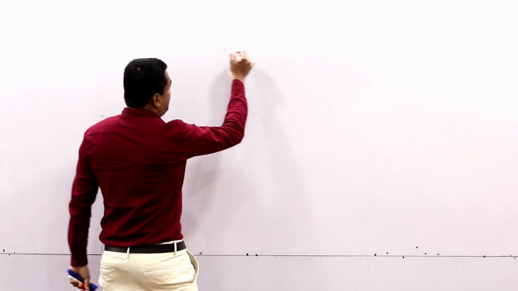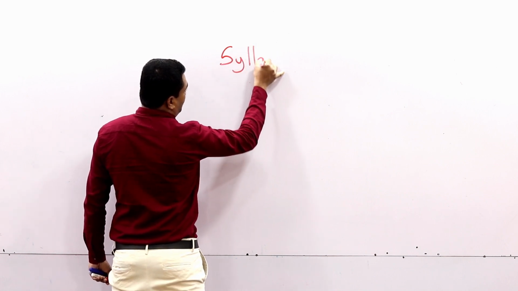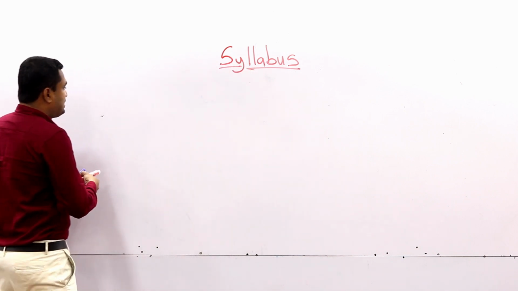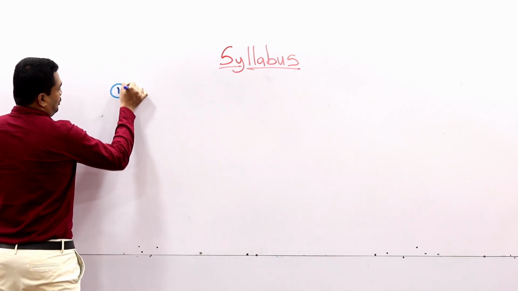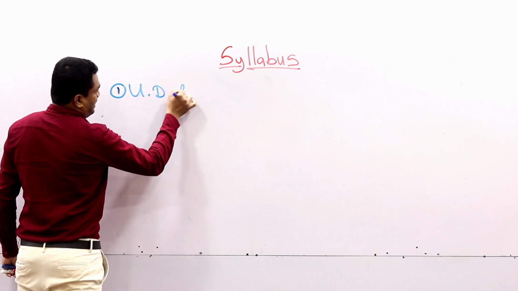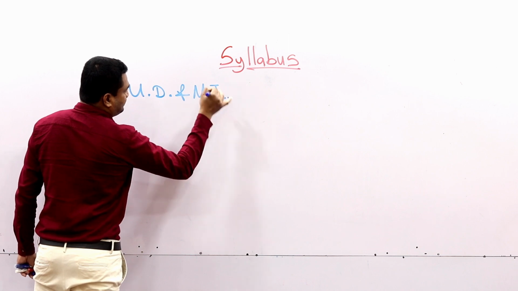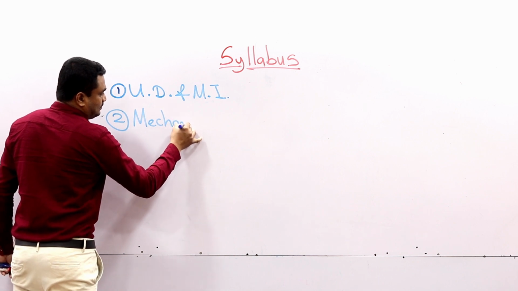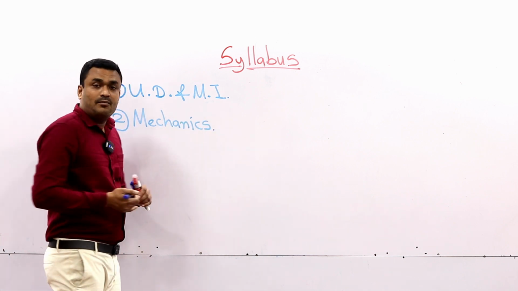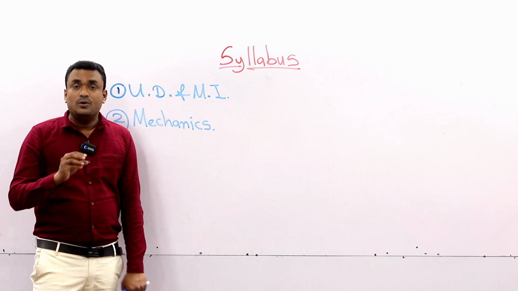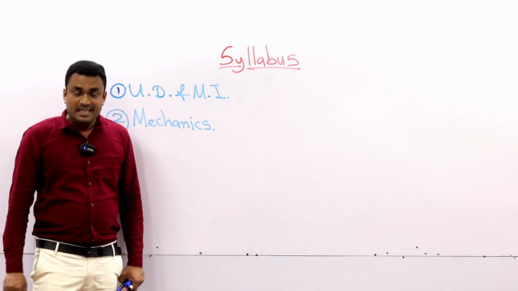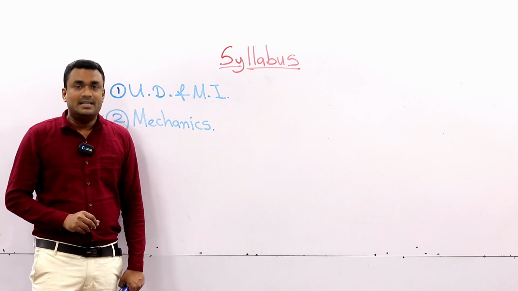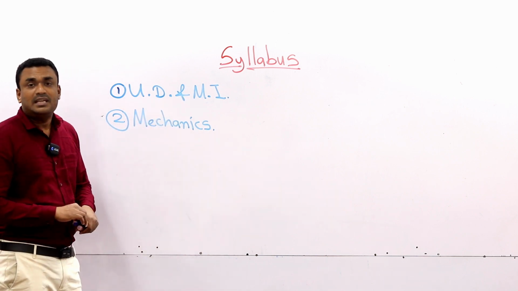First of all, let me write the syllabus. The first lesson of the syllabus is units, dimensions and measuring instruments. The second lesson of the syllabus, mechanics. Right? There are many lessons in the syllabus. You should not give equal priority, equal time durations, or do an equal number of questions for all the lessons. I'm going to explain the weight of each lesson.